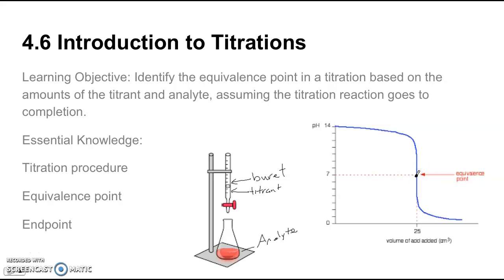You also want to know what the endpoint is. That's another piece of essential knowledge. The endpoint is based on observations, whereas the equivalence point is based on stoichiometry and calculations. The endpoint is based on an observed change in the lab. Usually we use an indicator that will change color. It'll be one color in a base and a different color in an acid, and the point where it changes color is called the endpoint. So again, the equivalence point is where the analyte is totally consumed by the titrant, and the endpoint is the observed change in the lab that shows that.